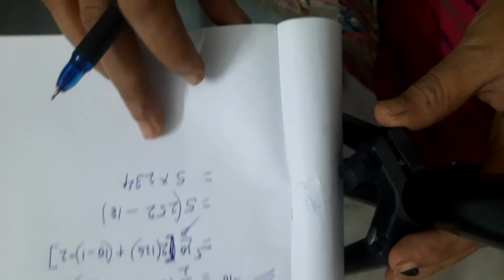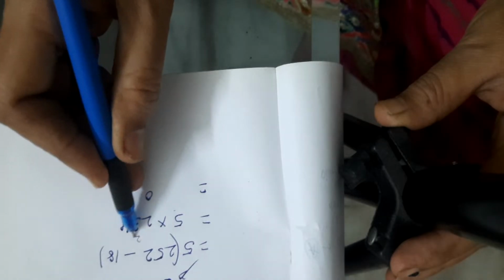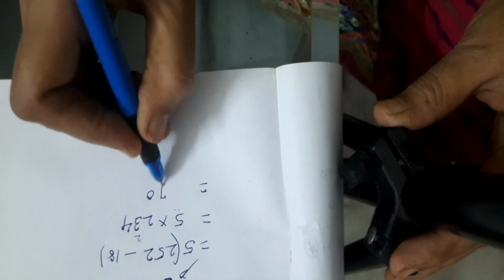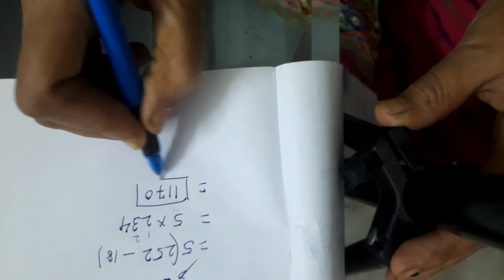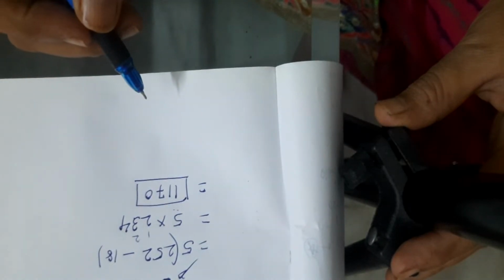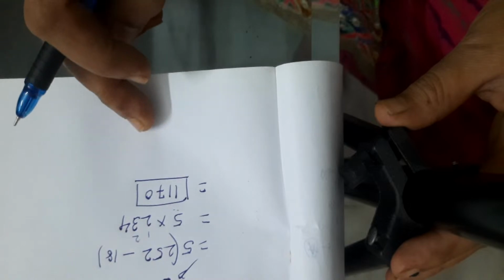Now find the total answer. 4 fives are 20, 2 carry. 5 threes are 15 plus 2 is 17. 5 twos are 10, 11. So the sum of 10 terms from the last is 1170. This is the final answer.